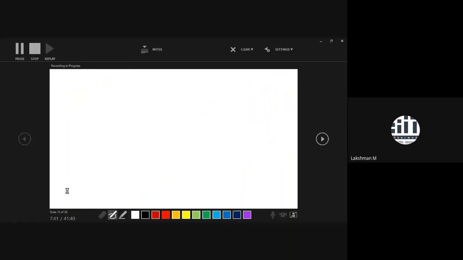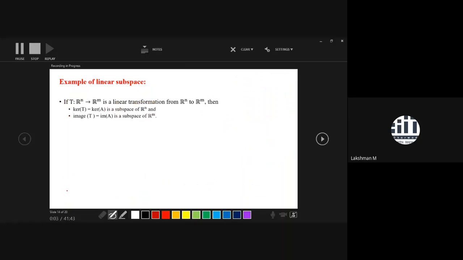I will take a few examples. Through examples, everything will be clear further. If you are defining a linear transformation from Rn to Rm, then you will observe that the kernel of the transformation, or kernel A, happens to be a linear subspace of the domain space Rn. And similarly, if you define the image of the transformation, it is a subspace of the target space.